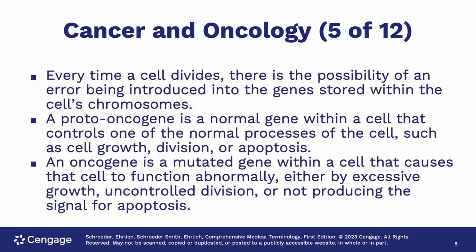So where does cancer come from? Every time a cell divides, there's a possibility of there being an error introduced into the genes. Okay? When those errors occur in the genes, then the cell starts to behave differently and may do things like no longer respond to the absence of growth factor. They'll just grow on their own without growth factor. Okay? A proto-oncogene is a normal gene that controls the normal process, and then an oncogene is a mutated gene that can cause the cancers to form.